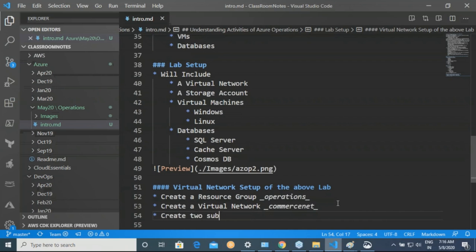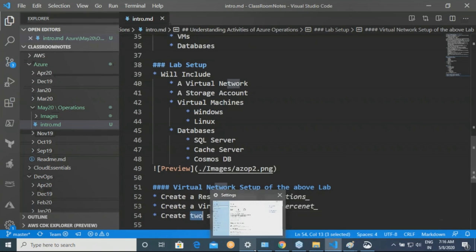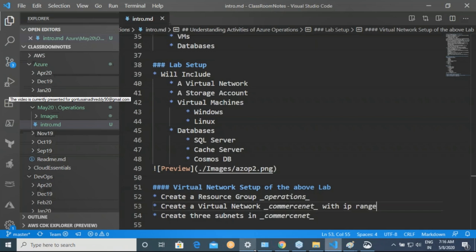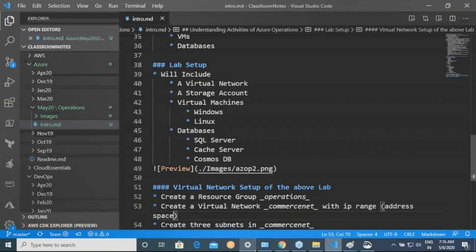Create three subnets in Commerce Net, with IP range. IP range is called address space. So for the people who don't know networking, don't ask me what this is. We'll learn it when the time comes. Okay. For now, just blindly follow this. That's more than okay.